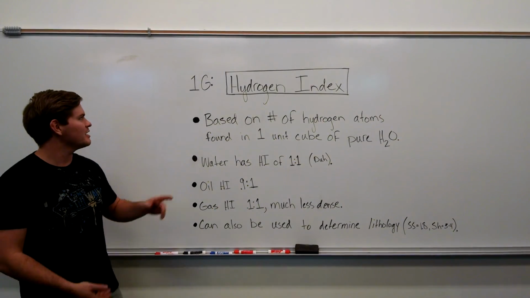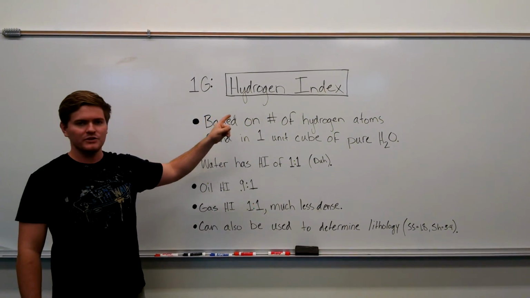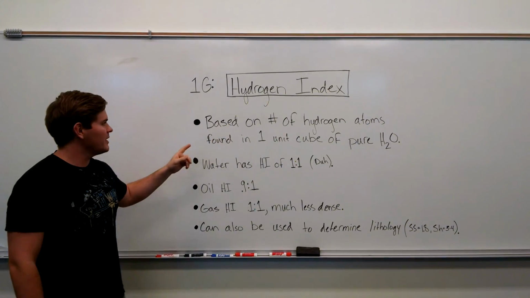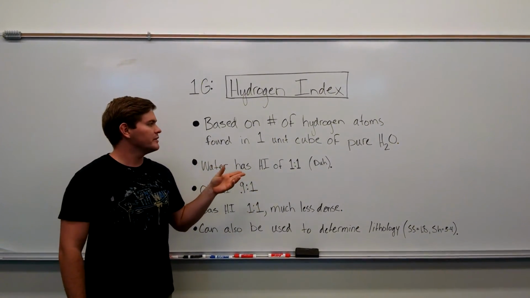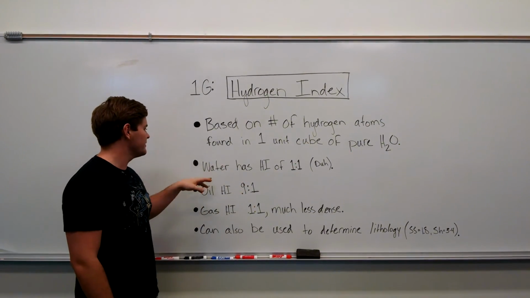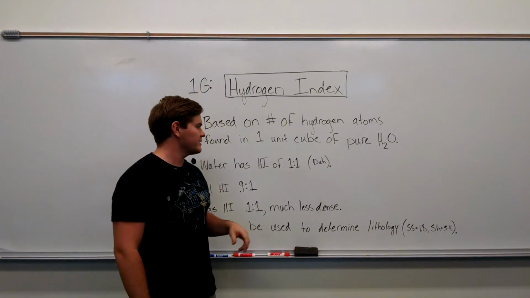So my name's Hayden. We're going to be talking about 1G on Lab 4 today, which has to do with the hydrogen index. The hydrogen index is based on the number of hydrogen atoms that you find in 1 unit cube of pure water. So obviously, pure water has a hydrogen index of 1 to 1.